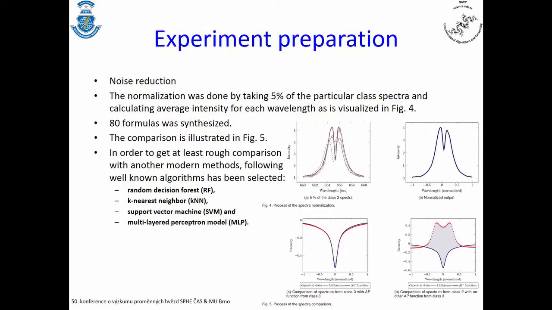The difference between those two curves was taken as the fitness of the individual, that means of the mathematical description of that spectra model. Together with our approach, classical classifiers were used, like random decision forest, support vector machine, and other very well accepted methods in computer science.